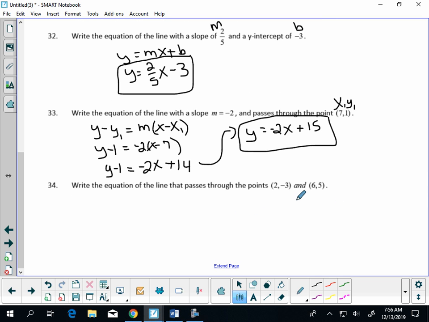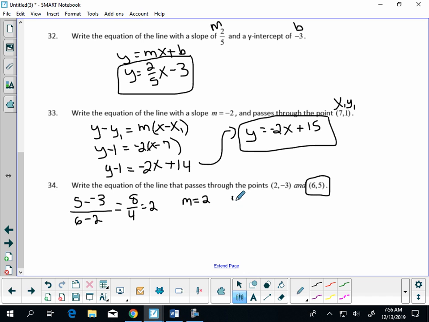Write an equation that passes through these 2 points. First thing I need to do is find my slope. 5 minus -3 over 6 minus 2. And that's going to give me 8 over 4, which is 2. So my slope is 2. Then I choose a point. I'm going to choose that one because there's no negatives.